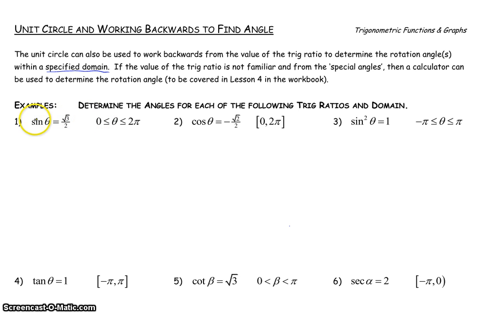Okay, so first of all, determine the angles for each of the following trig ratios and domains. You always have to check your domain before you write down your answers. So we have sine theta equals root 3 over 2. You should look at that and go, oh, I recognize that from the unit circle. So we draw a little unit circle, and here's the process that you're going to do.